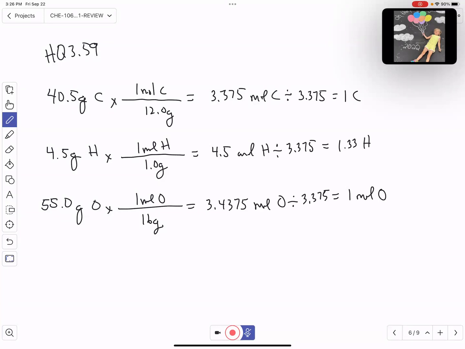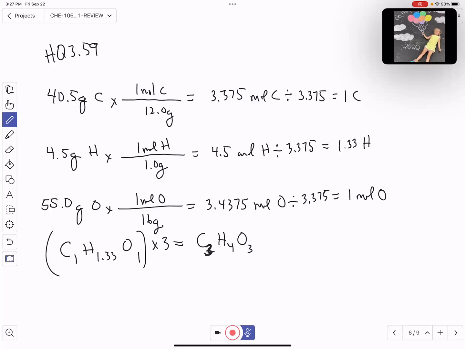So that gave us the first empirical formula of CH1.33O1. And here's where we can't have a decimal of an element. So how do I turn 0.33 into a whole number, right? We're going to multiply the whole thing by 3 to get an empirical formula of C3H4O3.